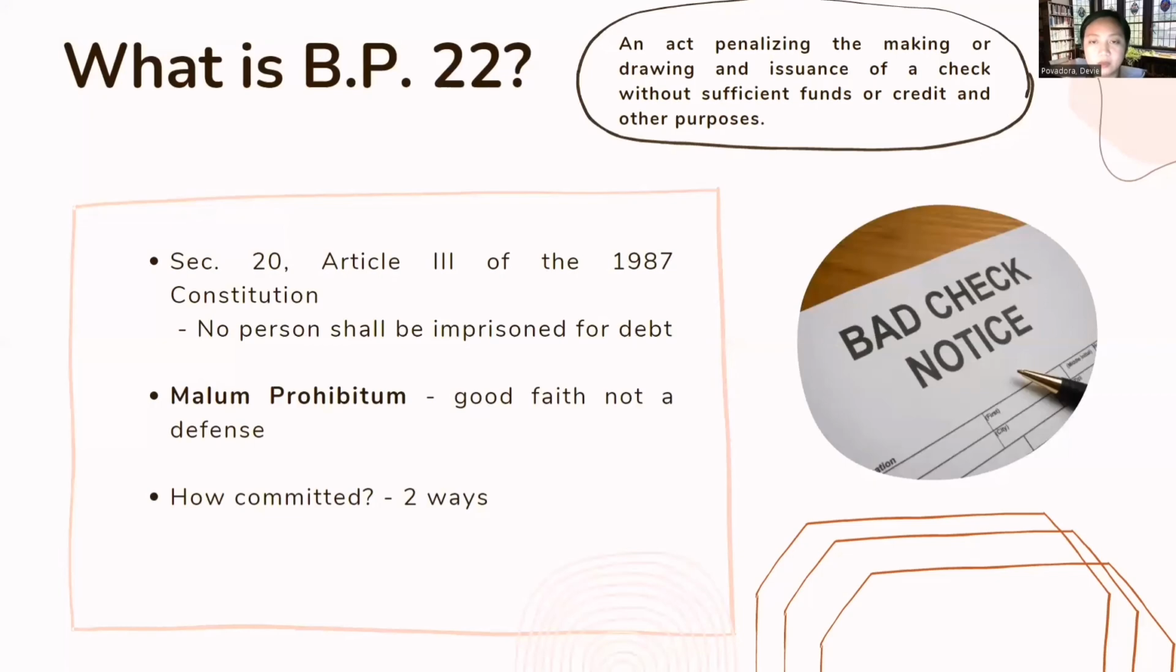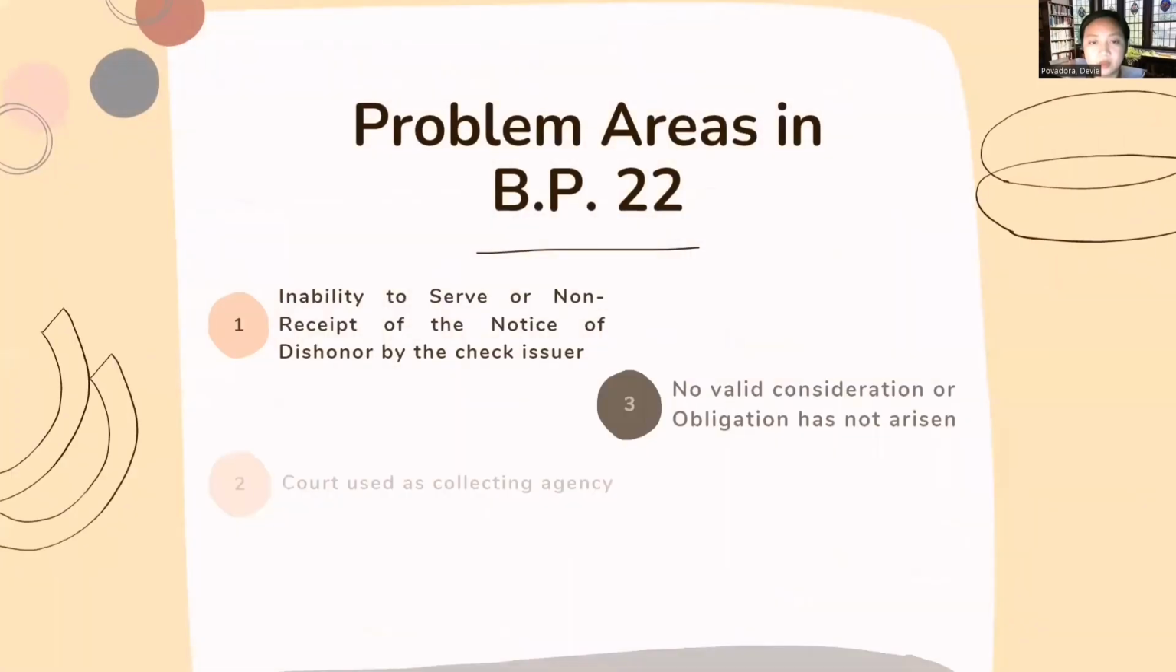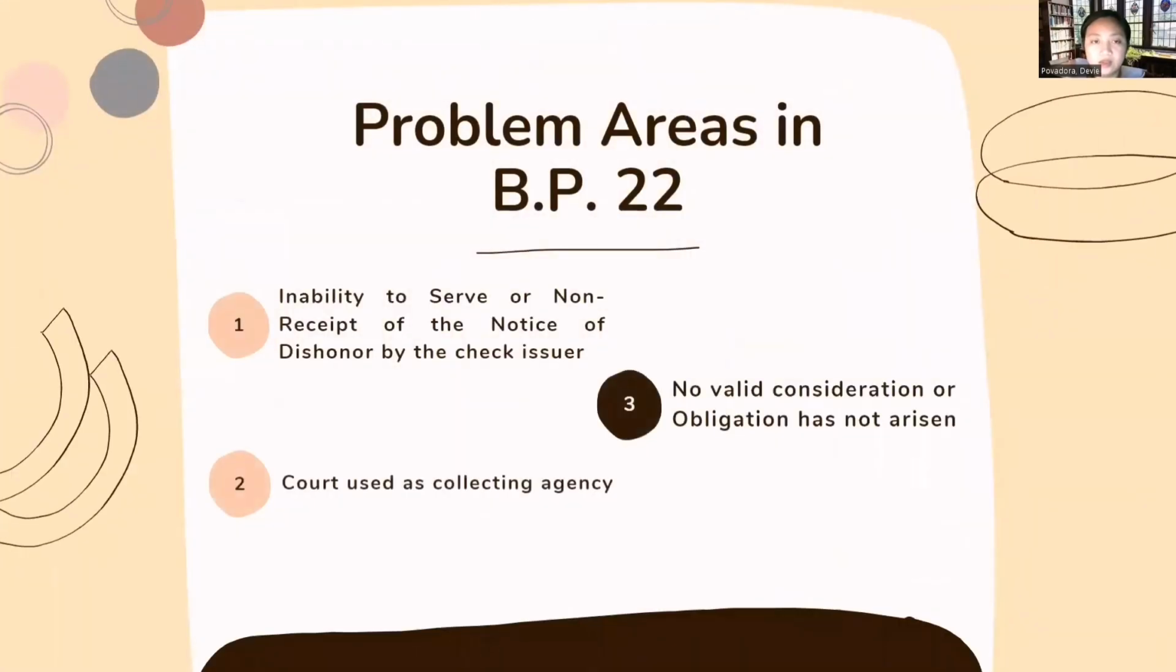Now we move on to the problem areas in BP 22, which are as follows. First is the inability to serve or non-receipt of the notice of dishonor by the check issuer. Second, the courts are used as collecting agencies. Third, there is no valid consideration or the obligation has not arisen.